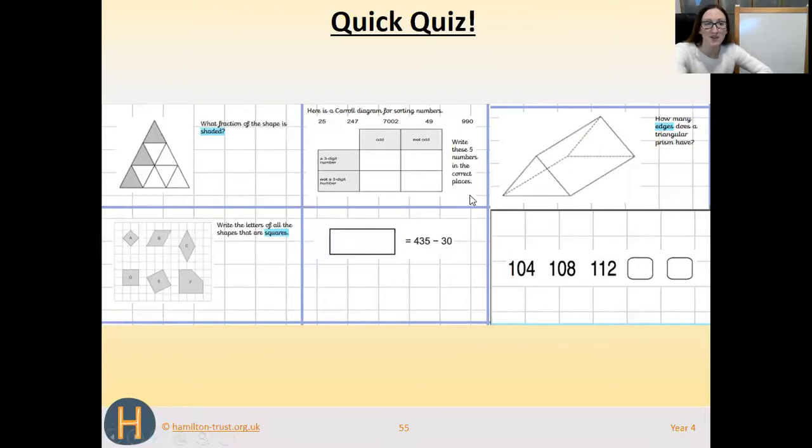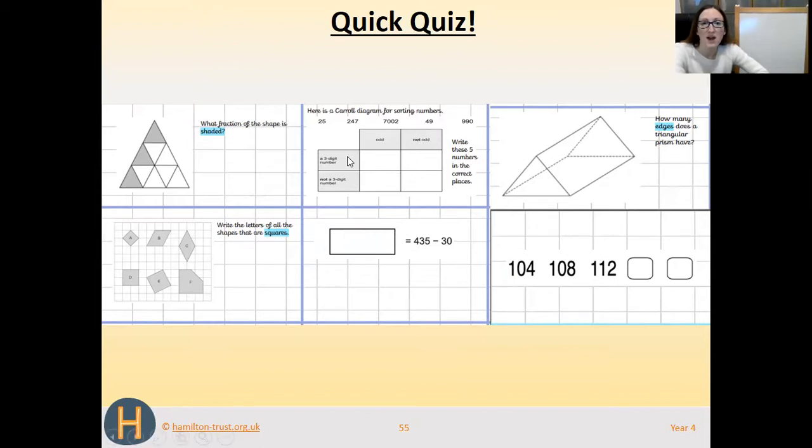Secondly, we have a Carroll diagram where we can sort numbers. We have these numbers here: 25, 247, 7002, 49, 990. Now don't be put off by these. We have started to look at these in maths in the autumn term. We just need to sort these numbers into the correct boxes. Any of these numbers that are odd are going to go in this column somewhere. Any that are not odd, what do we call numbers that are not odd? That's right, they're even. Go in this column next to the odd one.